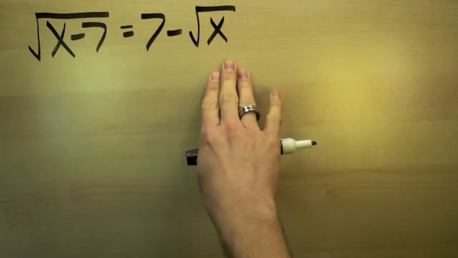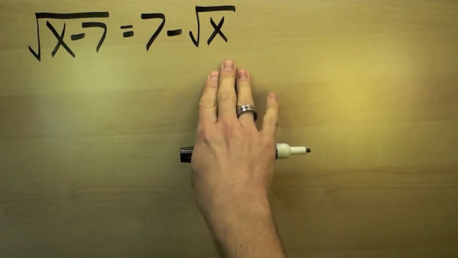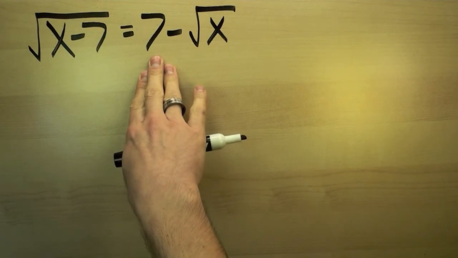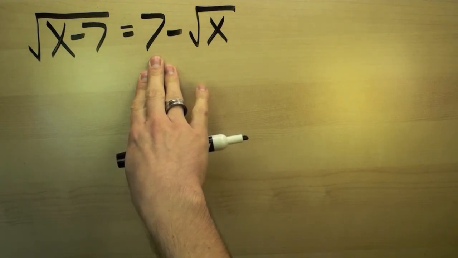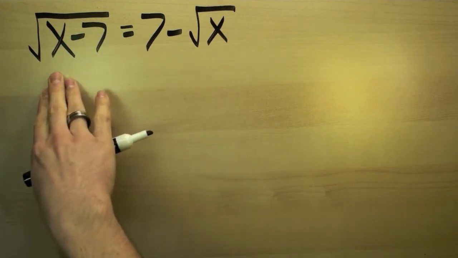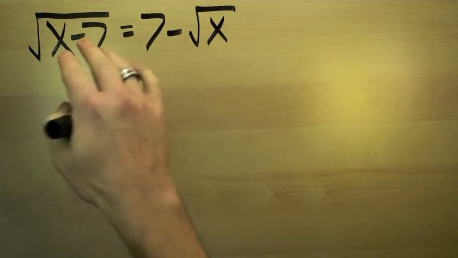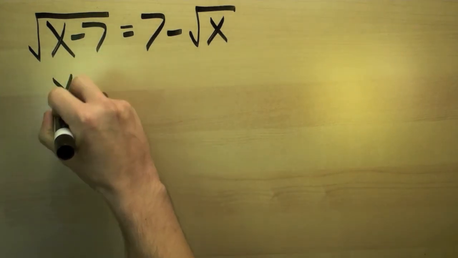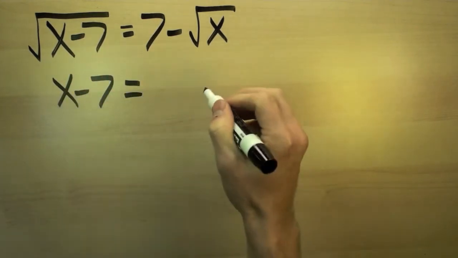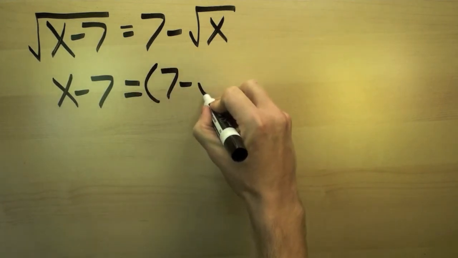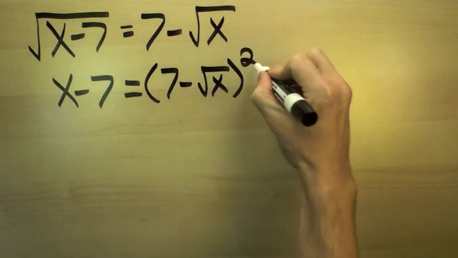Let's examine what happens when we have multiple square roots in an equation, but we also have a constant. Generally, this is going to mean that the algebra along the way is going to be slightly messier. So let's take a look. We do have one root isolated on the left side of the equal sign, so let's square both sides. So we're going to get x minus 7 equals 7 minus root x, squared.